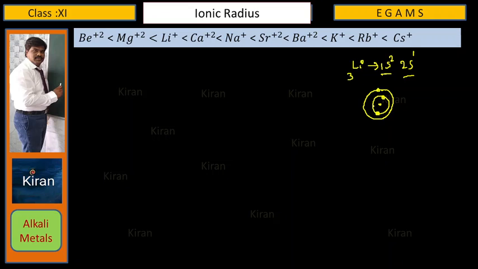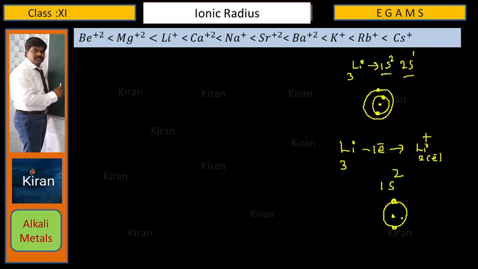This is the lithium atom, having 3 electrons. When you remove 1 electron, lithium changes into the lithium plus ion. Now it has only 2 electrons, so its electronic configuration is 1s2, and it has only one shell containing 2 electrons. That is the difference between the lithium atom and the lithium ion. The lithium ion is always smaller than its parent atom. Lithium has 2 shells, while the lithium ion has only one shell.